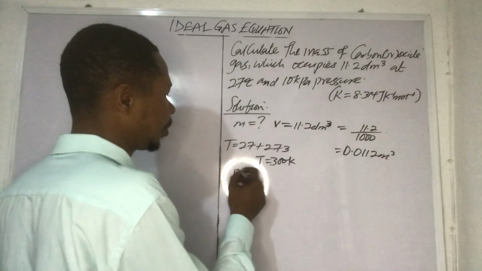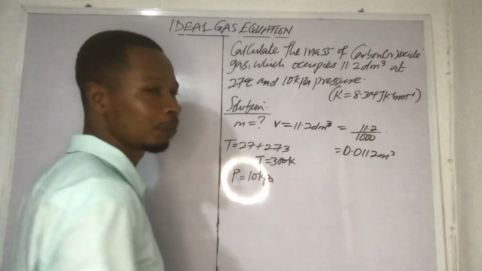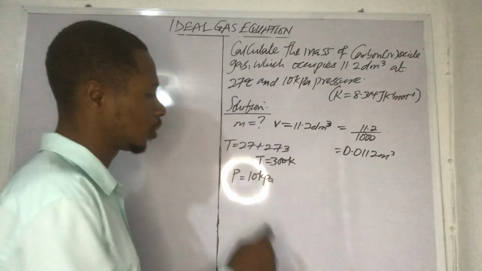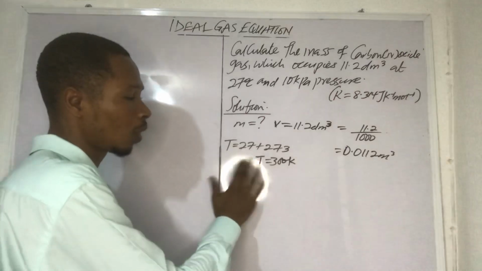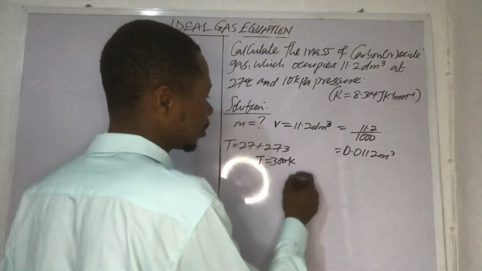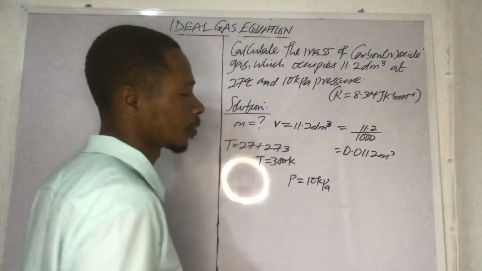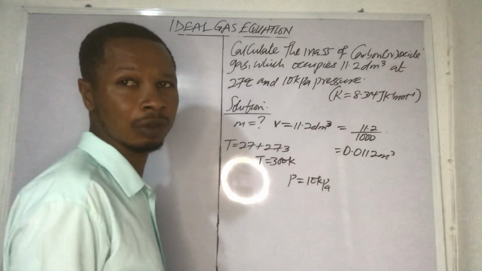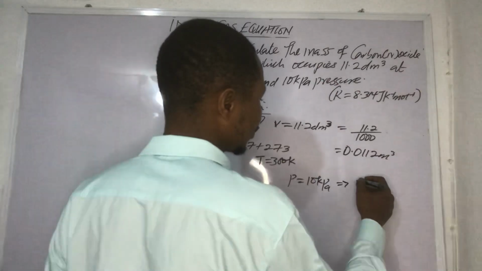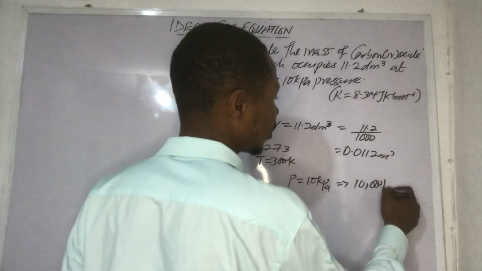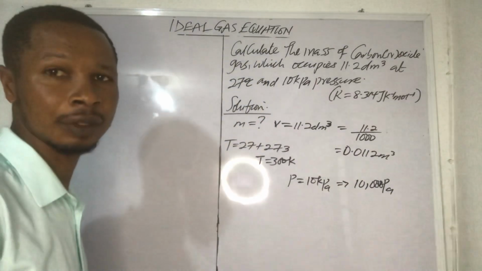At a pressure of 10 kilopascal. So my pressure P is 10 kilopascal, and pressure must be in pascal. Kilo means 1000. Because of this kilo, which is 1000, I'll multiply this by 1000. Then you have 10,000 pascal. So our pressure is now 10,000 pascal.